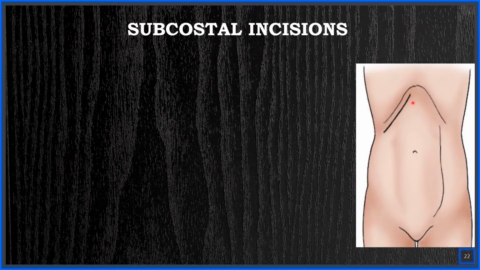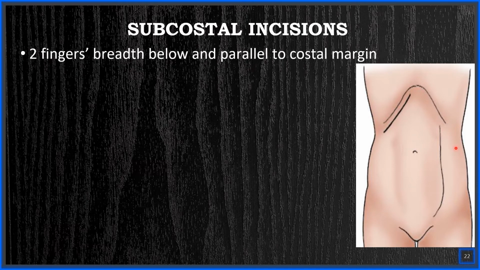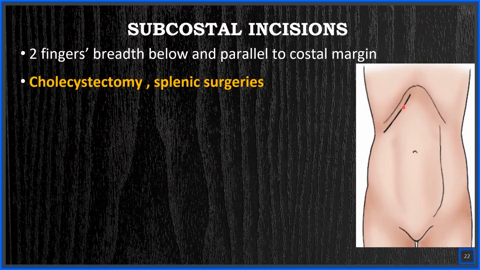Subcostal incisions. This is the subcostal incision that is placed below and parallel, 2 fingerbreadths below and parallel to the costal margin. If it is right subcostal incision, this is done for cholecystectomy. What is cholecystectomy? Removal of gallbladder is done with right subcostal incision, and if it's left subcostal incision, you can access the spleen. So splenic surgeries can be done with left subcostal incision. This incision that is done for cholecystectomy is called Kocher's incision. So there is the subcostal incision.